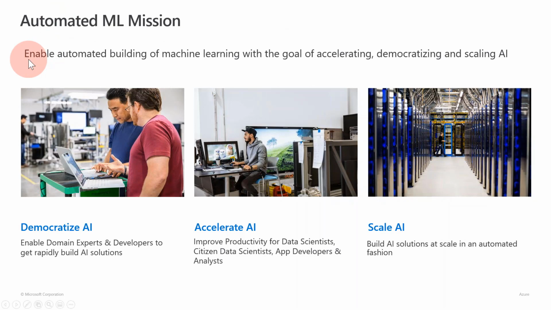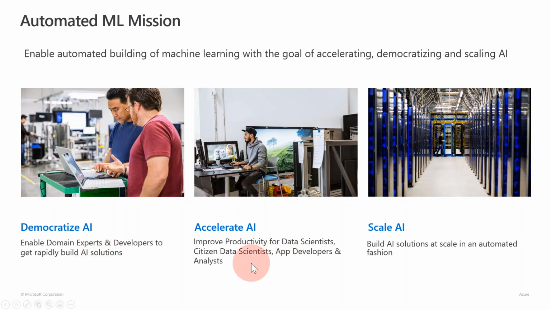The automated ML mission is to enable automated building of machine learning with the goal of accelerating, democratizing, and scaling AI. So what do we mean by democratize? What we want to do is enable the domain experts and developers to rapidly build AI solutions. And the use case is that the people who have domain knowledge and the people who are developers might not necessarily be focused data scientists such as myself, and yet they still need to be able to access the power of data science technology.